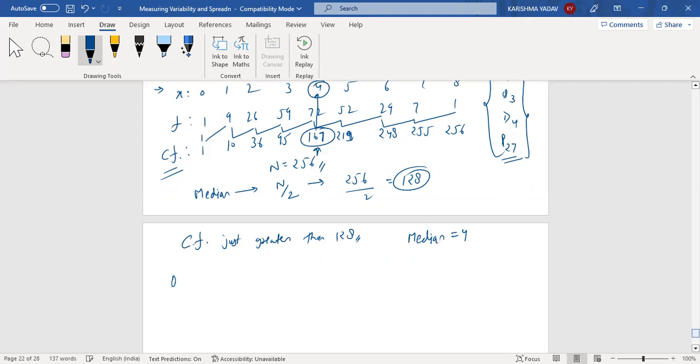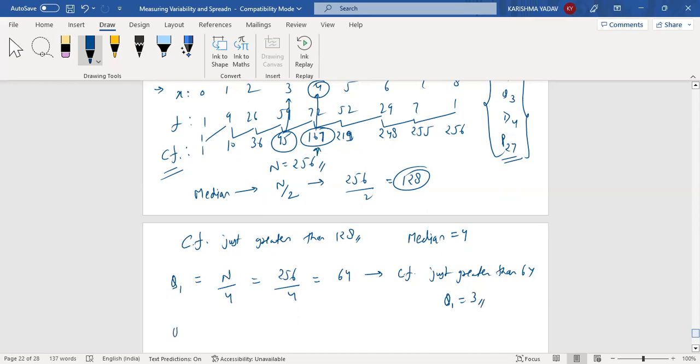Now let's find the lower quartile, that is Q1. For Q1 we are going to do n divided by 4, that is 256 divided by 4, which equals 64. Now the cumulative frequency just greater than 64 is 95. The value corresponding to 95 is 3. So we got Q1 equals 3.